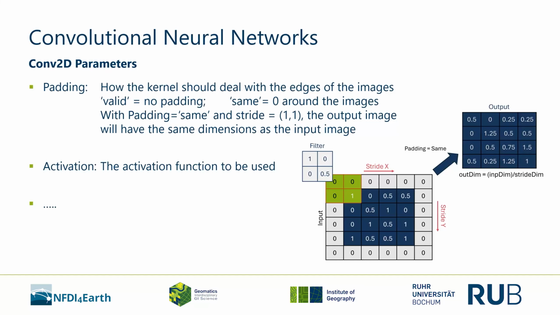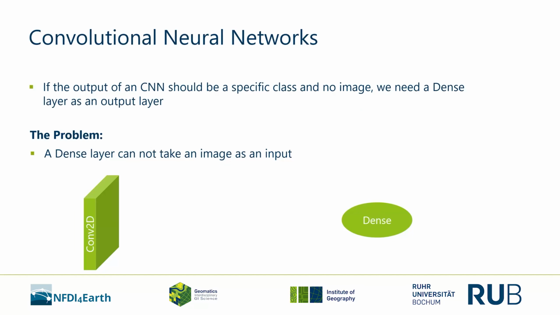Then of course we can specify an activation function for a conv layer as well, but I will not go into detail here as we already discussed activation functions. Then there are a lot of other parameters that we can specify. However, this goes beyond the scope of a basic course. Now I would like to discuss two more types of layers.